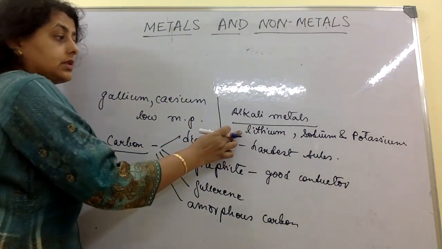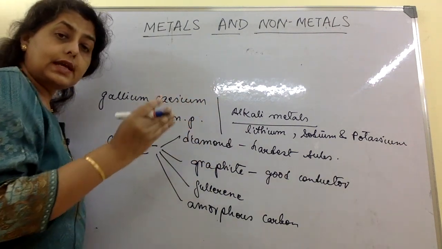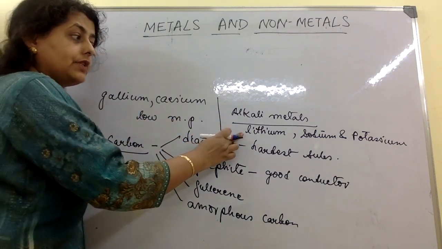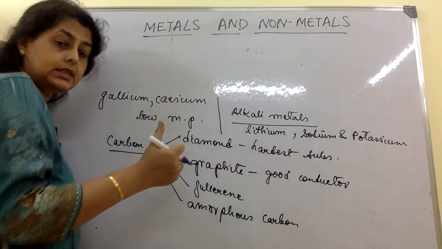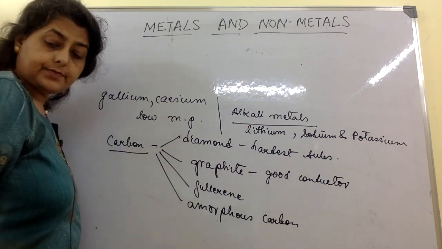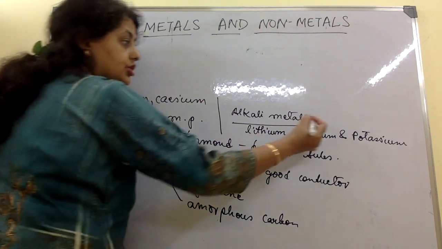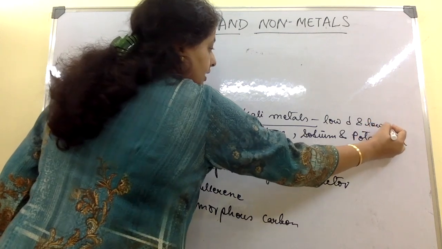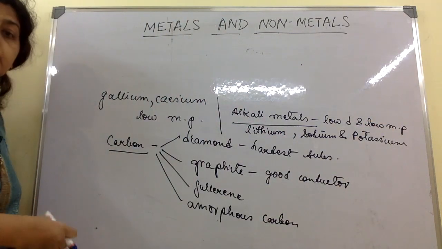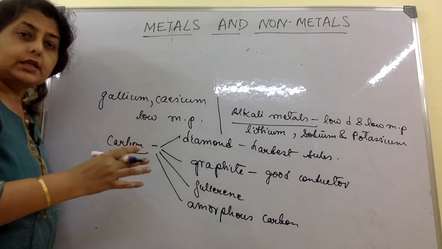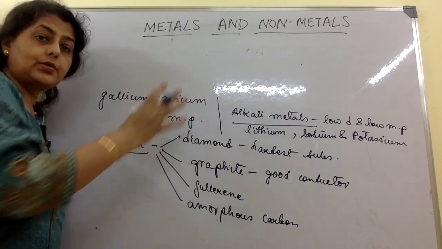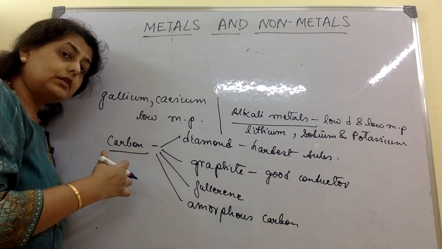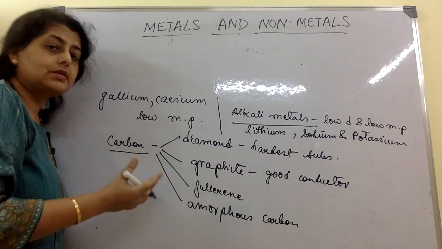These are some of the metals which are so soft that they can easily be cut with a knife. Lithium, sodium, potassium have very low densities and low melting points. Generally, metals should have high density and high melting point, but here we have low density and low melting point. That is it. This is what I had to say about the physical properties of metals and non-metals.